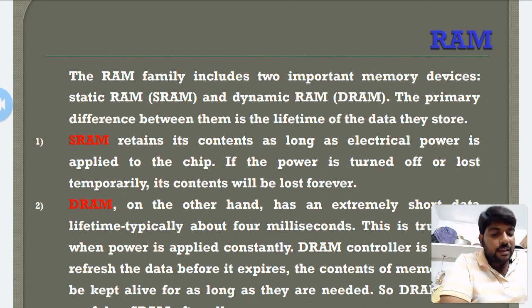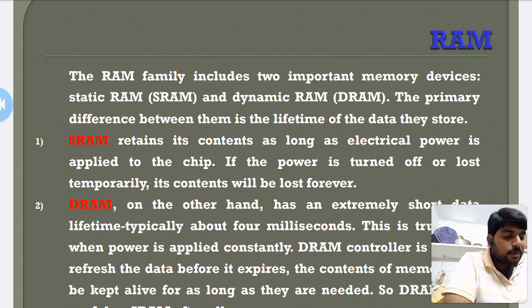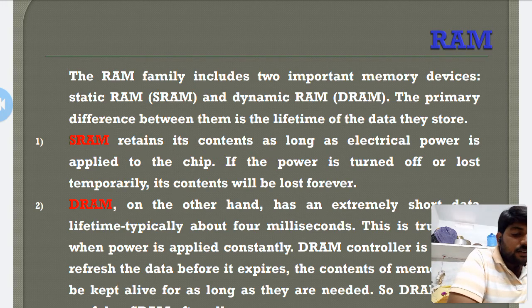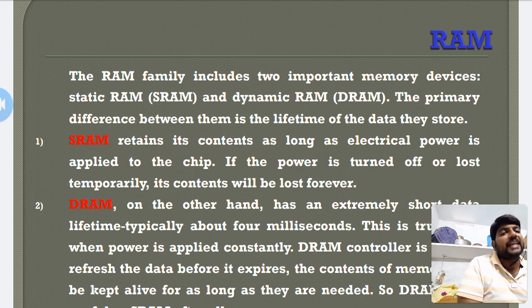The major limitations of SRAM are low capacity and high cost. Since a minimum of 6 transistors are required to build a single memory cell, imagine how many memory cells can be fabricated on a silicon wafer. So this one is expensive.